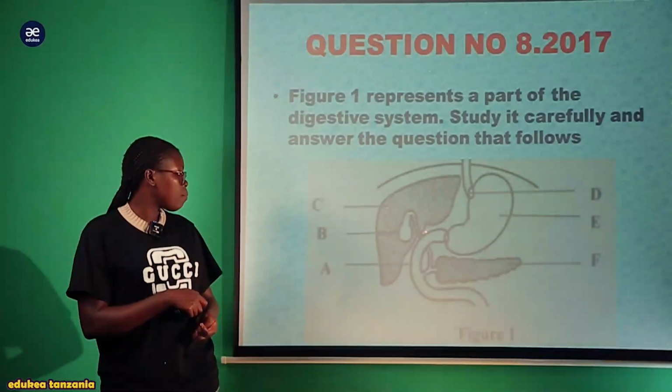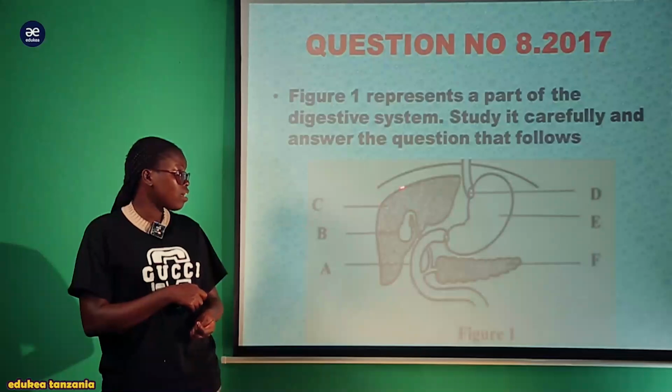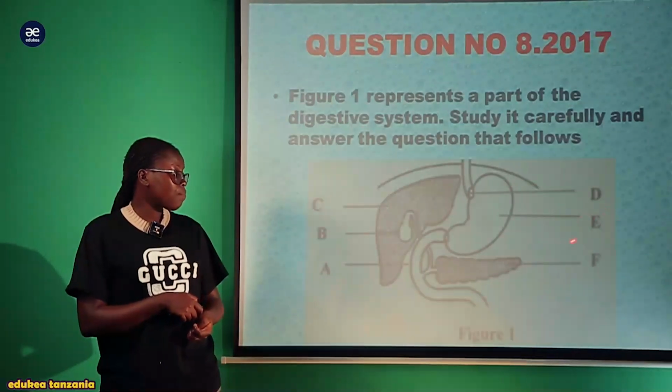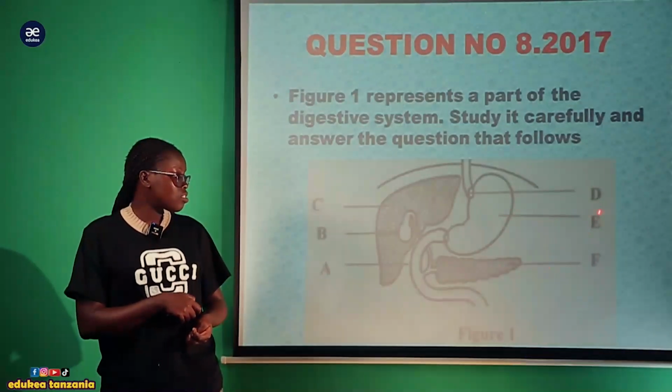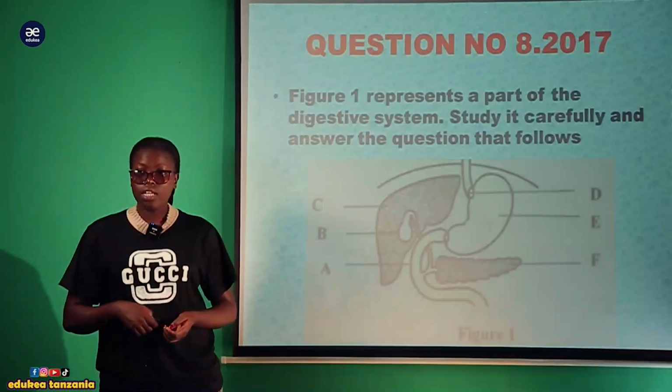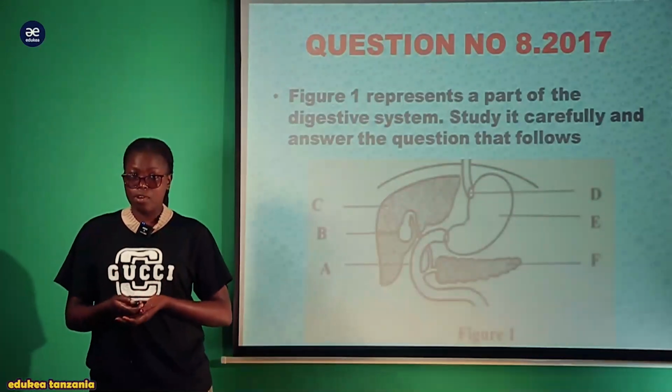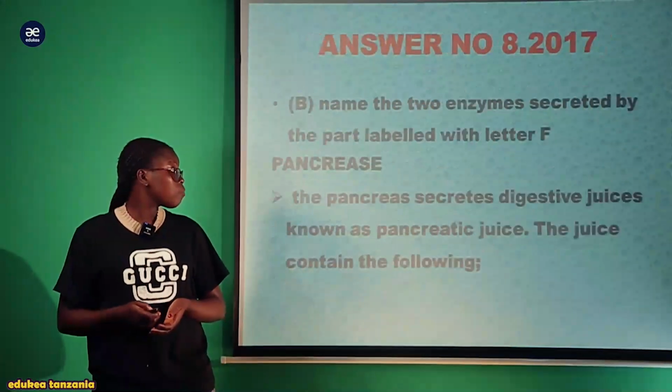A ni duodenum, B ni gallbladder, C ni liver, D ni pyloric sphincter, E ni stomach, na F ni pancreas. So that is how it was labeled. Mpaka hapo we are done with the question Roman A.